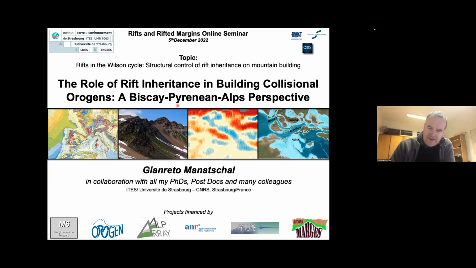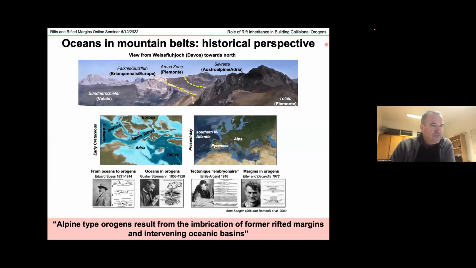and oceans? And actually, it's interesting to note that rifted margins and oceans have been described before they've been imaged and drilled in present-day oceans on rifted margins. It's because some of the alpine geologists, like Steinmann, Argand, or Giulio Elter, looked at the rocks in the Alps and described them as oceanic remnants. They came to the conclusion that alpine-type orogens result from the imbrication of former rifted margins and intervening oceanic basins.